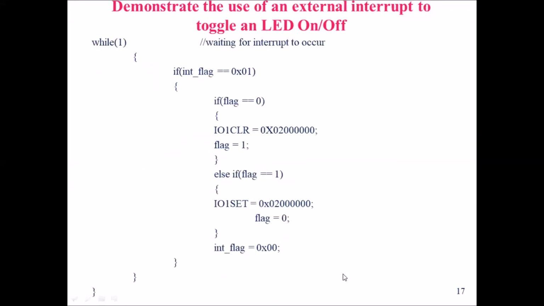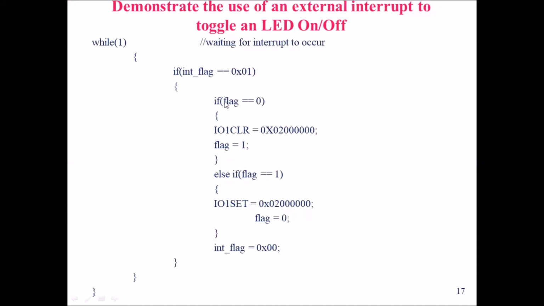After that, the while loop. While of 1, we don't have any condition, so the loop goes on executing infinitely. If int flag is equal to 0x01, then an interrupt has occurred. If int flag is equal to 0x00, then the interrupt has been serviced. That's the difference between int flag equal to 0x01 and 0x00. If it is true, it will go to the true part.